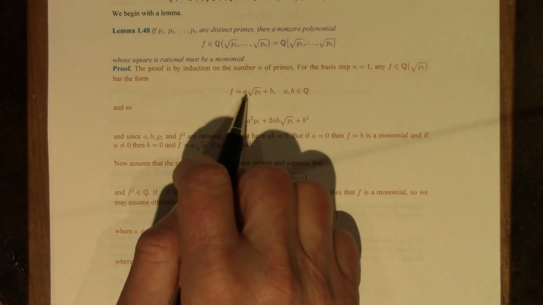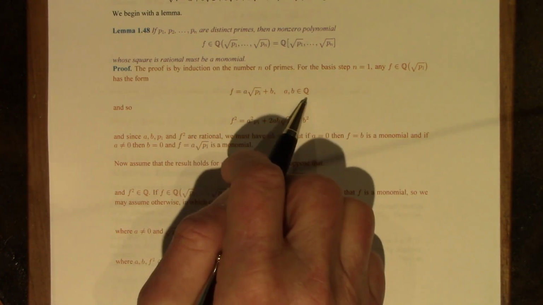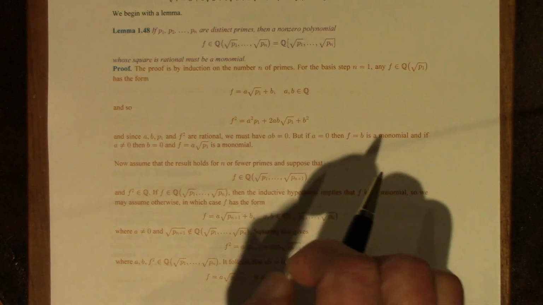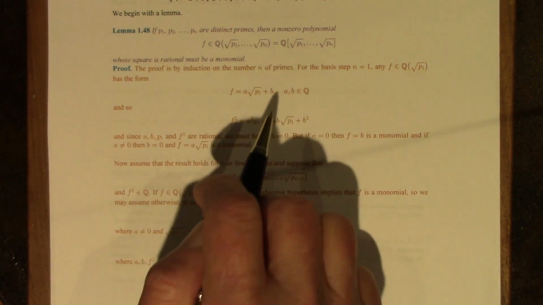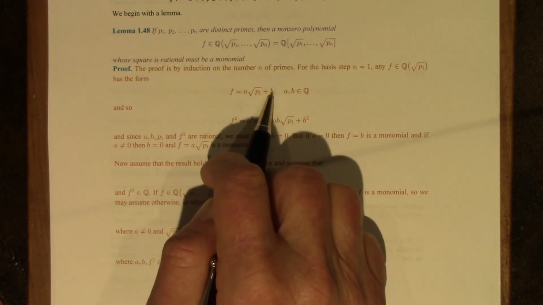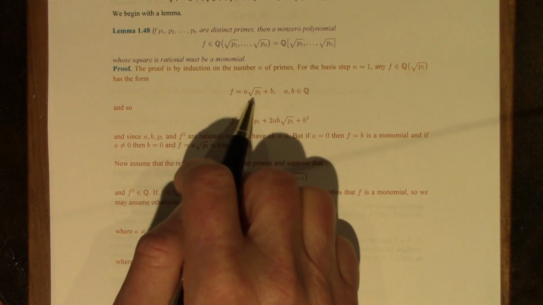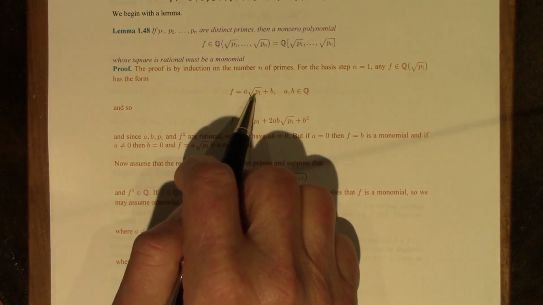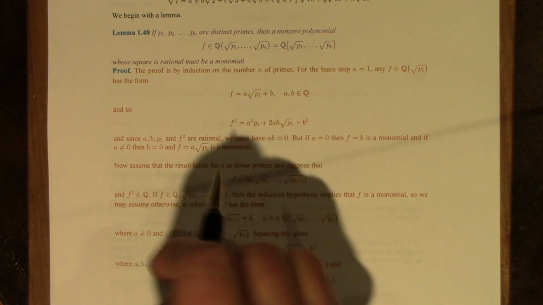If A is 0, then f is b, which is rational. So f is a monomial. It's a constant polynomial. If b is 0, then f is a square root of p1, which again is a single-term polynomial. So that takes care of the basis step.